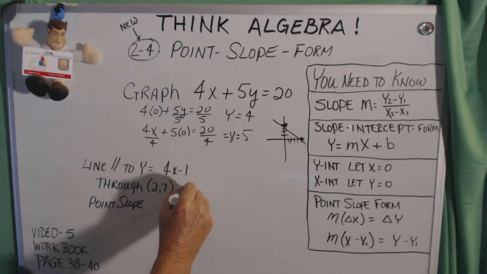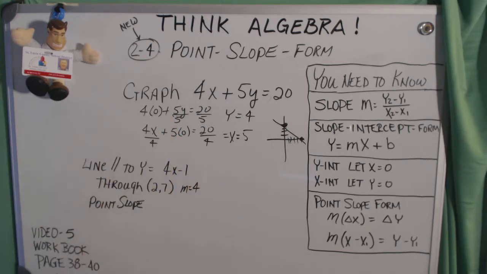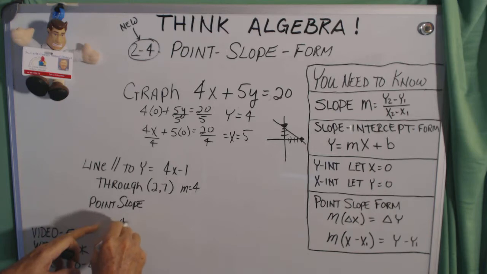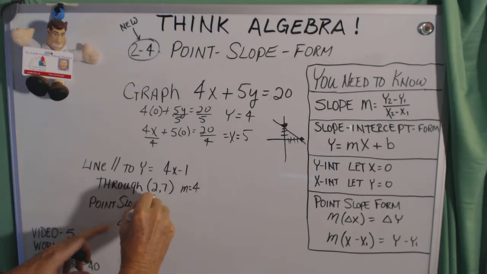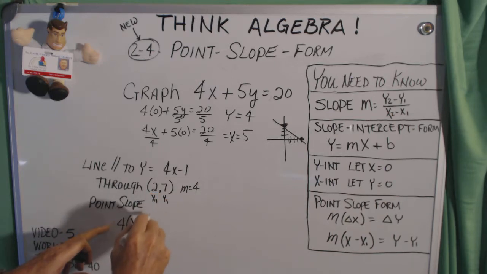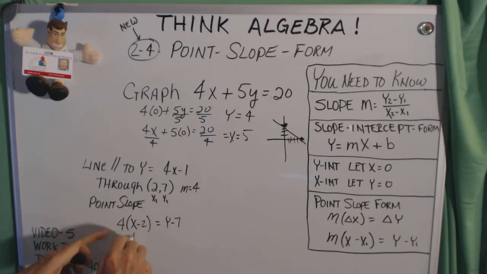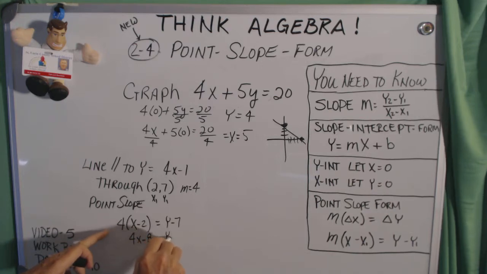My slope equals 4. So now I can use the same formula, my point slope. My slope is 4 times x minus the x value. This is x and y, x1 and y1. So that's going to be x minus 2, like that, equals y minus 7. Now I can solve that, right? I can have 4x minus 8 equals y minus 7.